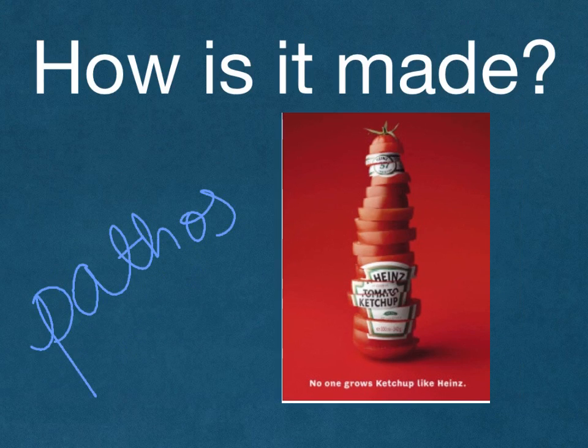Next, let's look at pathos. Remember, pathos is the appeal to emotion. One powerful emotion present here is the desire to be healthy, take care of yourself or your family, caring about yourself and your family, etc. This is implied to us with the words grown and in the picture of the tomato.